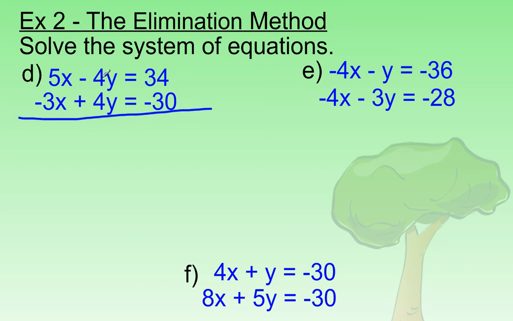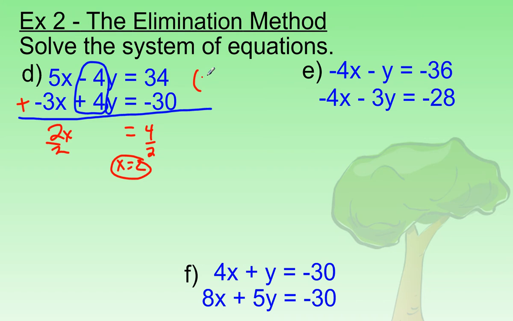Alright, so first thing I'm going to do is check to see, does anything eliminate right away? 5 and 3, no. 4 and 4, yes. If I add a negative 4 and a positive 4, they cancel. So I'm going to add these equations together. 5 plus negative 3 is 2. Negative 4 and positive 4 equals 0, so I'm just not even going to write it down. And 4 plus negative 30 is 4. Divide by 2 on both sides, x equals 2.